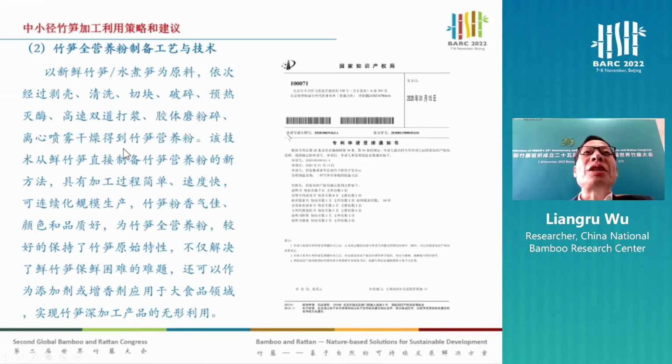And the second is that we achieved full nutritious powder technologies for bamboo shoots. We thought about how we can make it like soybean powder or milk powder formulas, and make this nutritious bamboo shoot powder very quickly and in mass production. How can we keep the original characteristics of the bamboo shoots and still maintain the good taste?